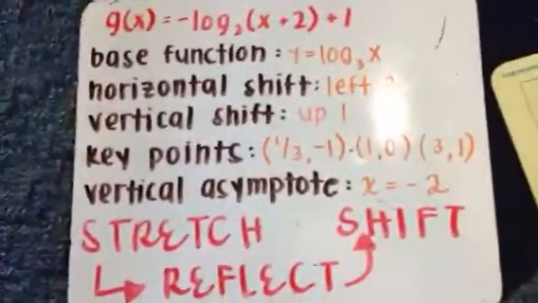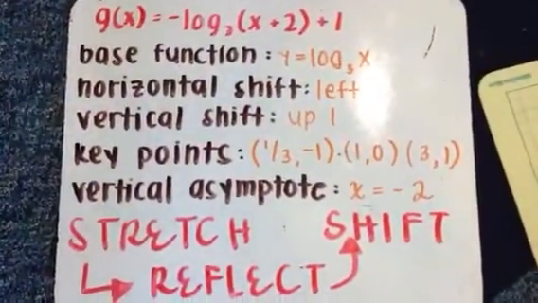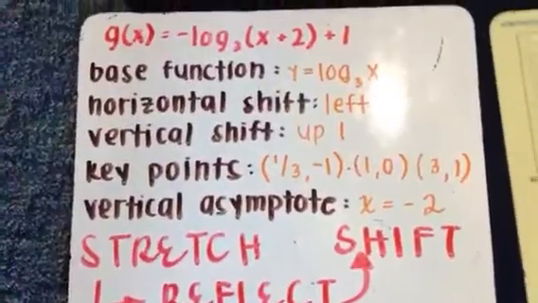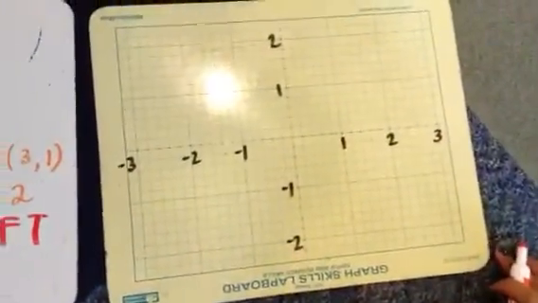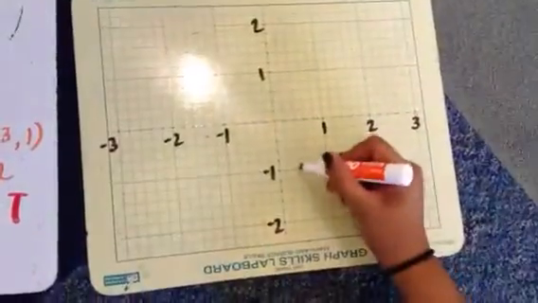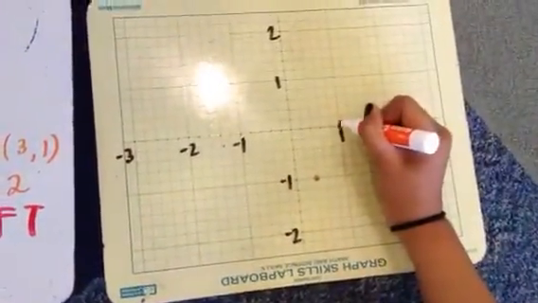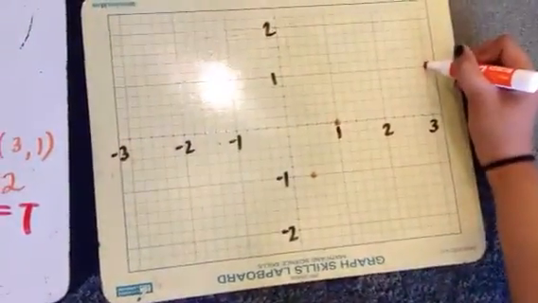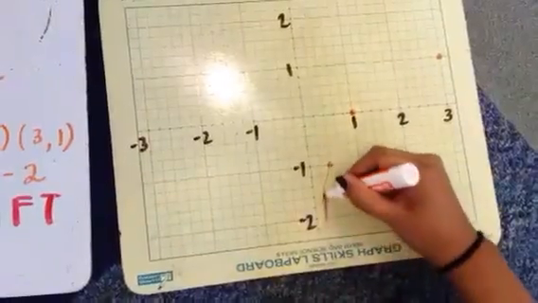Coming to the example problem, the original equation is g of x equals negative log base 3 quantity x plus 2 plus 1. First, we must plot the points for the base function, which is y equals log base 3 of x. The base points for this equation are 1/3 comma negative 1, 1 comma 0, and 3 comma 1. You don't need to stretch the base function because there is no coefficient in front of the log.